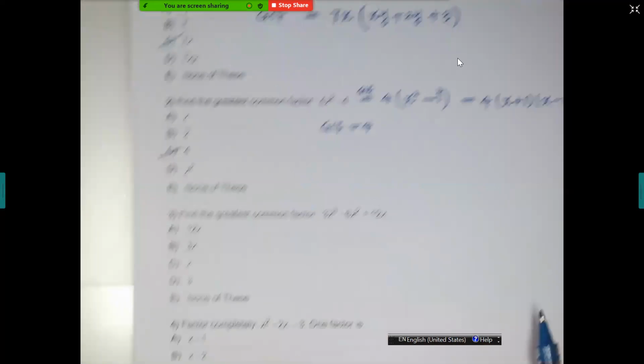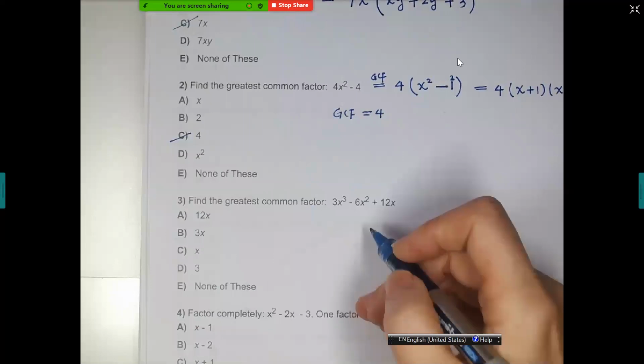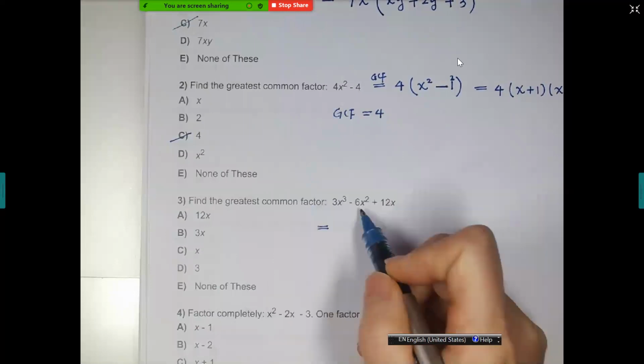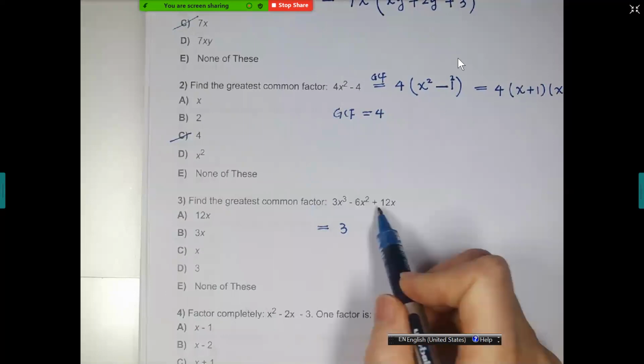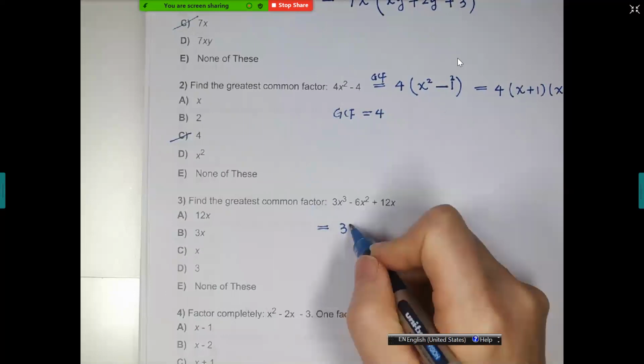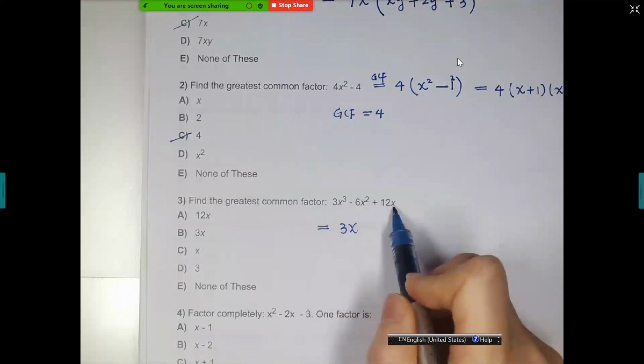The next one is still a GCF problem. So I will proceed to factor this out. 3, 6, 12. The common factor is 3. I have x in all of the terms, so x will be a common factor, and the smallest exponent is this one, to the first power.